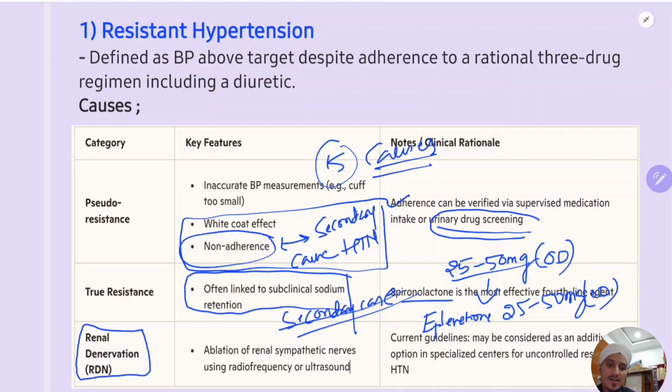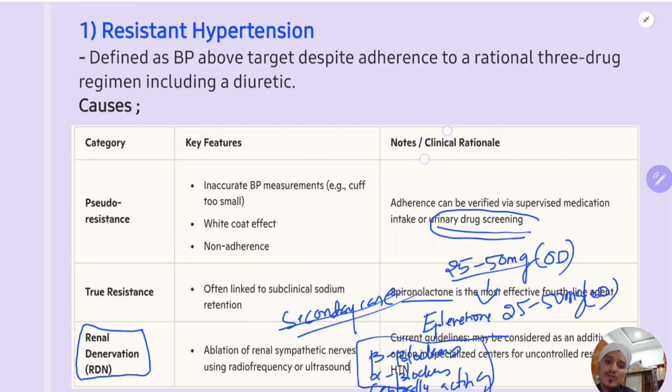Now other drugs also you can give, which we have discussed in the guidelines. Okay, you can give beta blockers, or you can give alpha blockers. Okay, or you can give centrally acting drugs. So these are the alternatives. Okay, but the drug of choice is spironolactone.